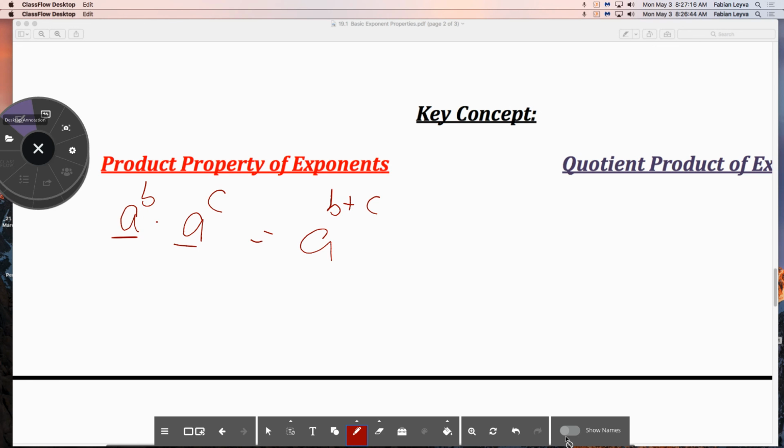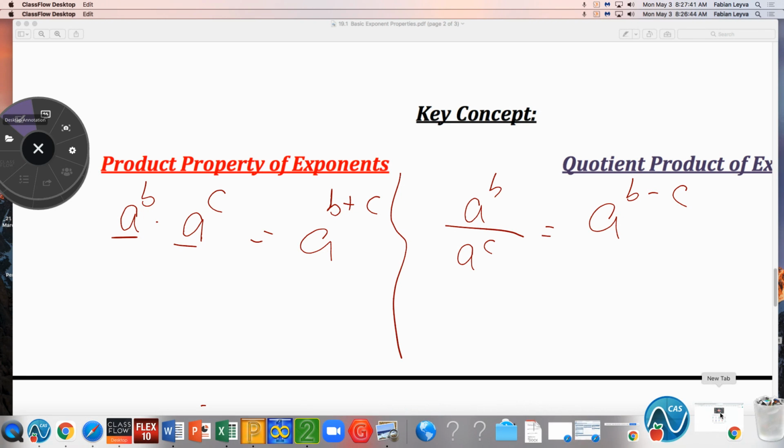Now, how about the quotient property? Let's say we're taking some other random a to the b divided by a to the c. When you're dividing two like bases, what do you do to their exponents? Subtract them. That's pretty much the key thing that you want to use. Make sure you got it. And that's it for today. The rest of the day is just for you guys to do your practice.